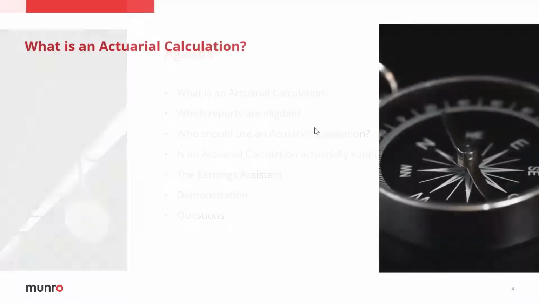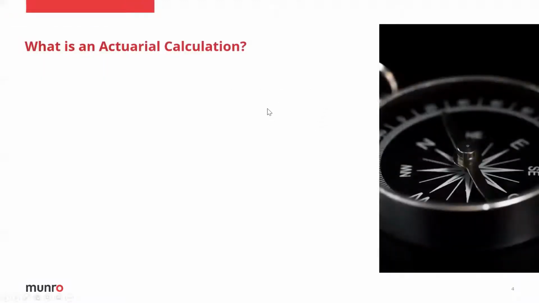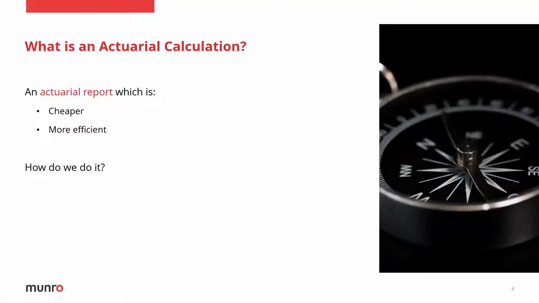So let's start with the background. What is an actuarial calculation? Very simply, it is just an actuarial report. The only difference to our normal standard actuarial reports is that it is cheaper and it is more efficient. And you might ask yourselves, why or how are we able to do that? There's two main reasons. The first one is that we reference an earnings summary rather than a full industrial psychologist report. And secondly, we leverage technology.